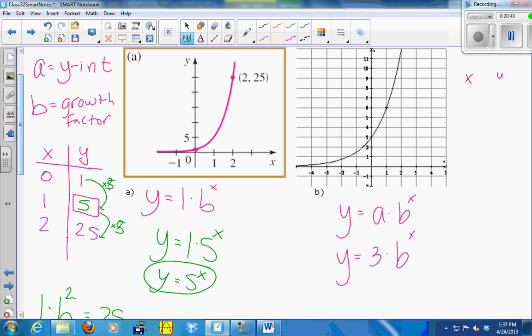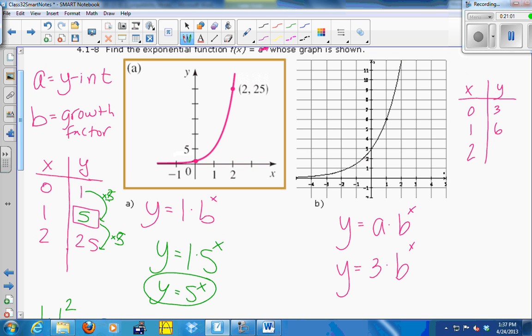I make a little xy chart here. I have 0, 3, and 1, 6, and 2, 12. So what does it look like my growth factor is? What am I multiplying by? As x goes up by 1, what am I multiplying the y's by? 2. So my b has to be 2. So I have y equals 3 times 2 to the x.